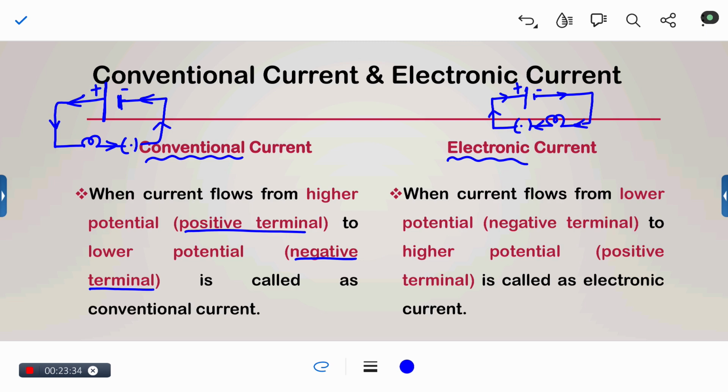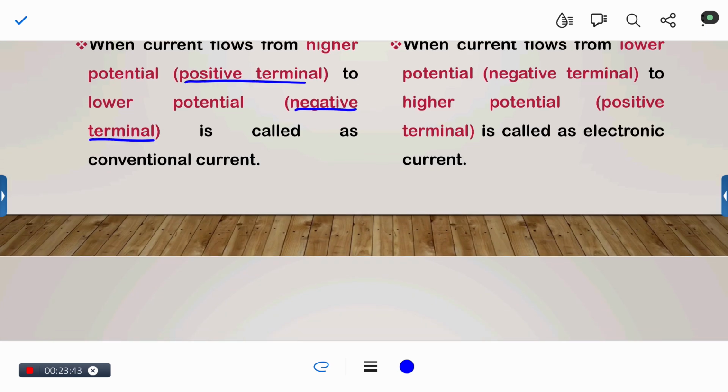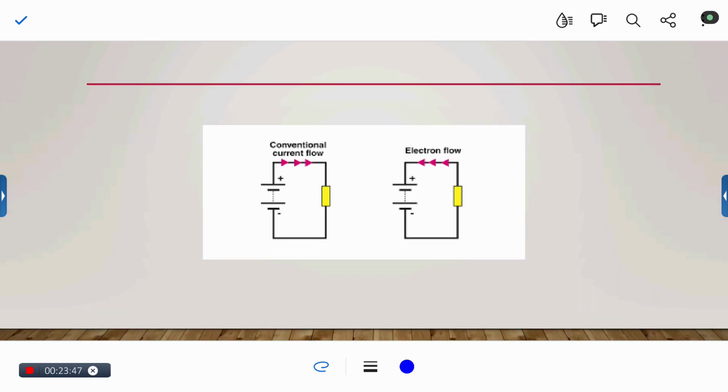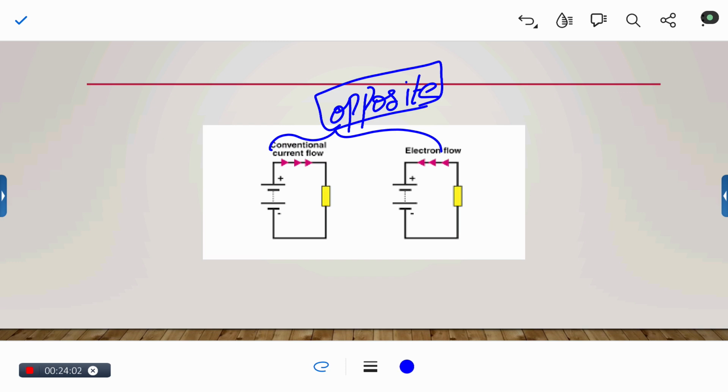And here, which current are we going to consider? We are going to consider only the conventional current. That means from higher potential to lower potential. Here the diagrammatic representation of conventional and electronic current has been shown. So if you are observing, always these two will act in two different directions. That means the conventional current and electronic current will be acting in the opposite direction.